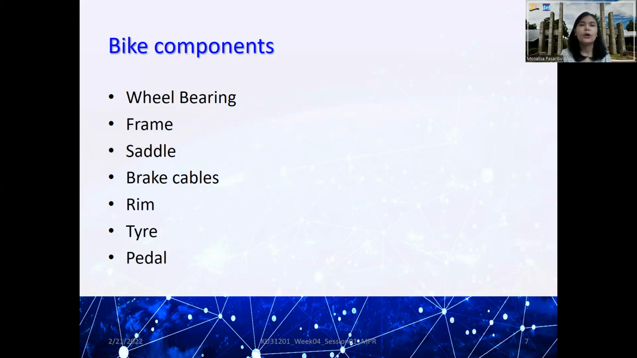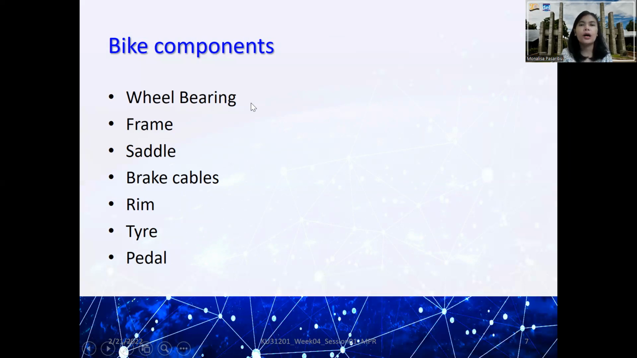We have the wheel bearing. The wheel bearing is like the wheel that has all the smaller lines over there, and then we also have the frame, and then we have the saddle, brake cables, rim, tire, and also pedals. I think all of these bike components are something that you are familiar with, so I don't have to explain them to you. But if you are confused, you can also consult a dictionary. This is what we call the wheel bearing.